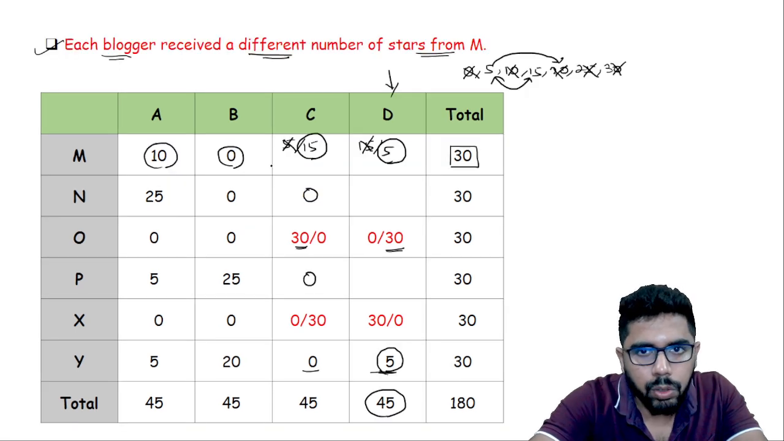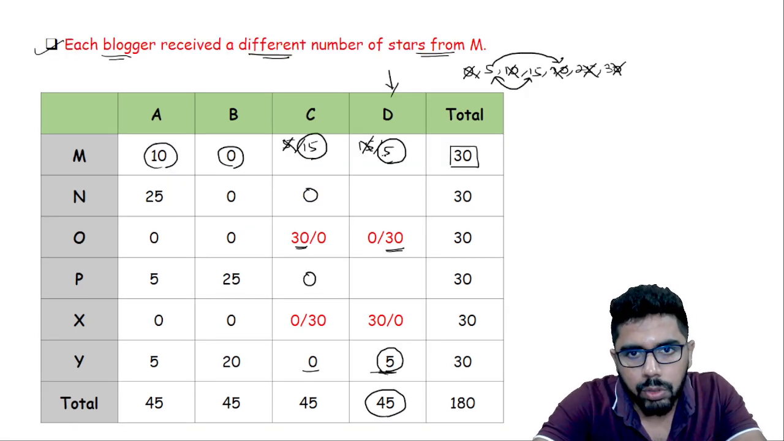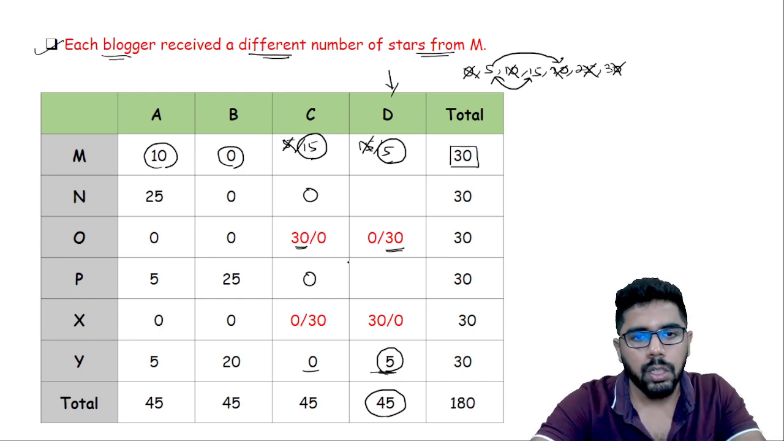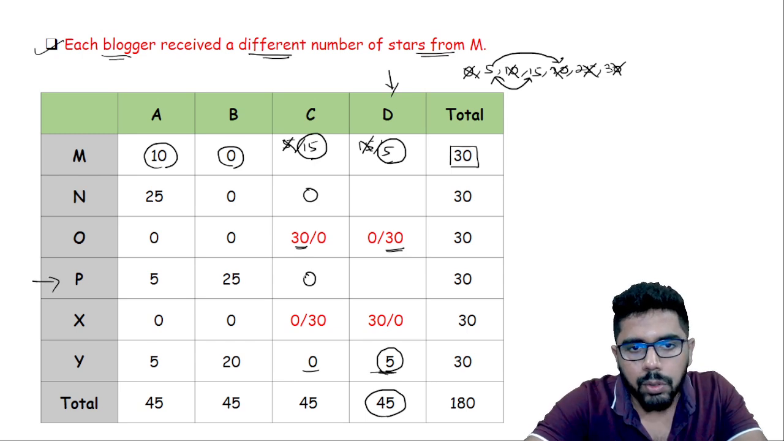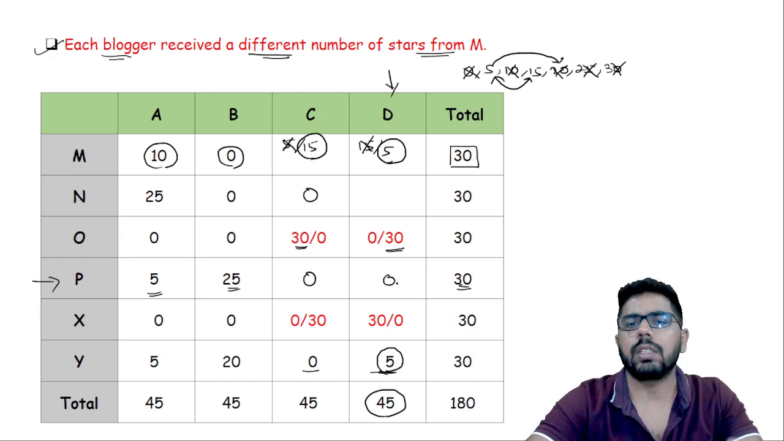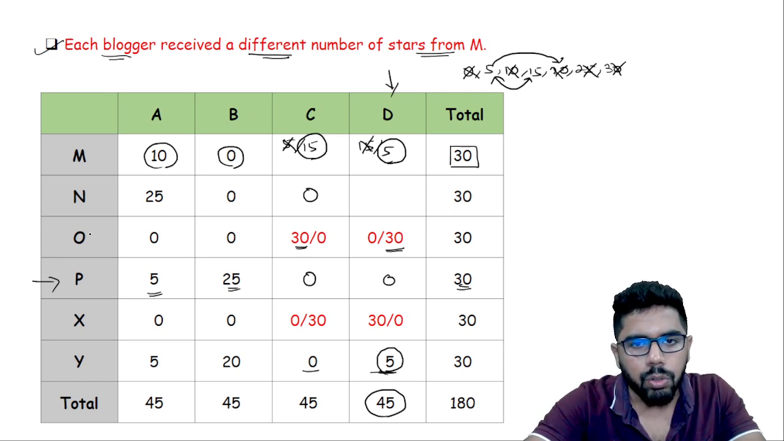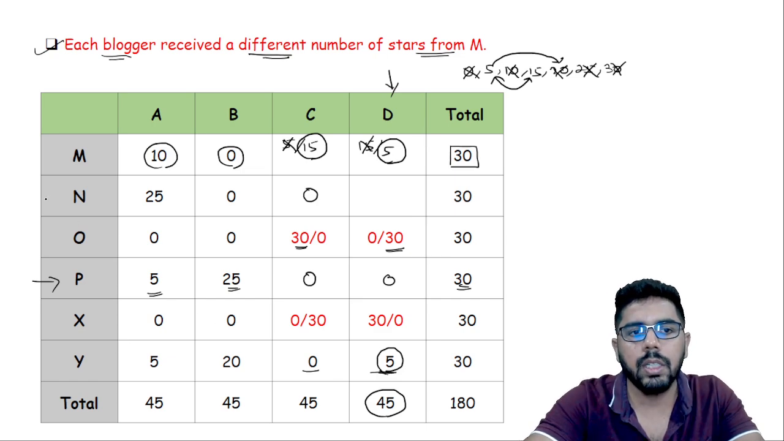So let us look at D now. D has total 5 plus 5, 10 plus 30, 40. So 5 more stars. If you look at P, P has total 30 stars. 5 is given to A, 25 is given to B. So no more stars left. So this is 0. So M we have completed, O we have completed, X we have completed, Y we have completed. Only thing left is N.